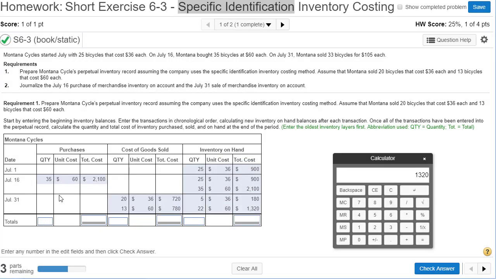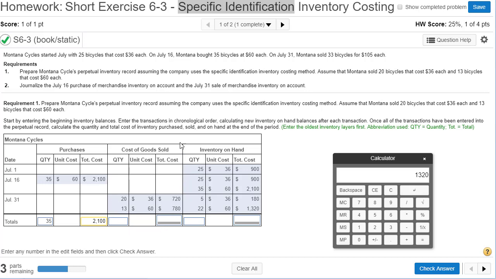Now we need our totals. So let's just work on our purchases column. What's the quantity of purchases that we had? Well, the only thing in here is 35, so we're going to bring that down. And since that was our only purchase, the total cost was $2,100.